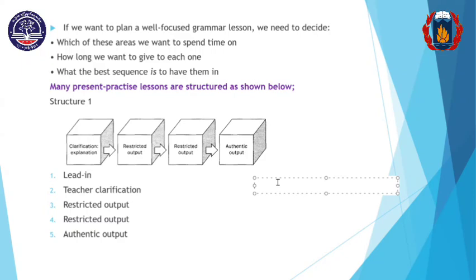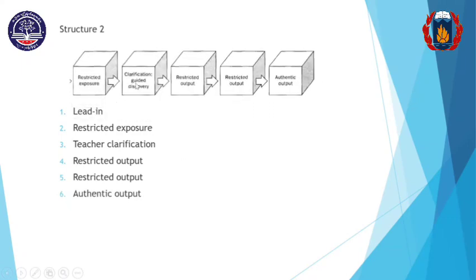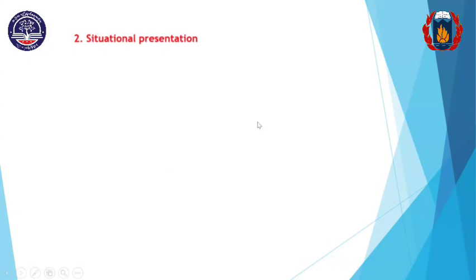It also depends on the difficulty level of the grammar structure. In structure 2, we give leading restricted exposure, then teacher's clarification and presentation, then restricted output again, and then authentic output. So the diagram is like that, and it depends on the learner and also on the difficulty level in the grammar.